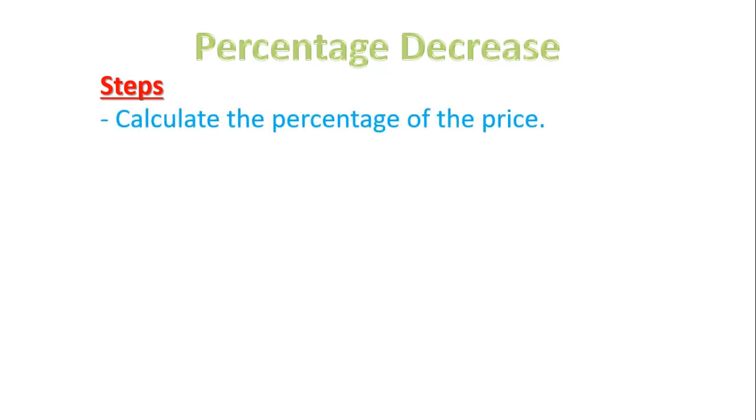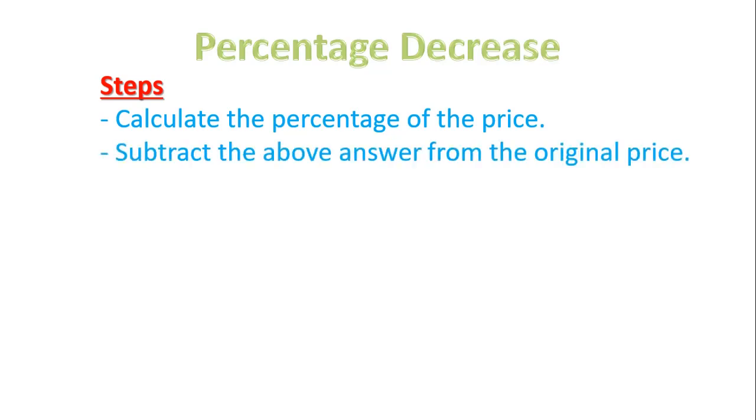So percentage decrease, almost identical to percentage increase, but instead of adding, we subtract. But let's have a look. Our steps: calculate the percentage of the price, which we've done in percentage increase, and then subtract the above answer from the original price. So instead of adding it, we subtract. Instead of increasing, we decrease. So let's look at an example, and for this video, that's example 3.